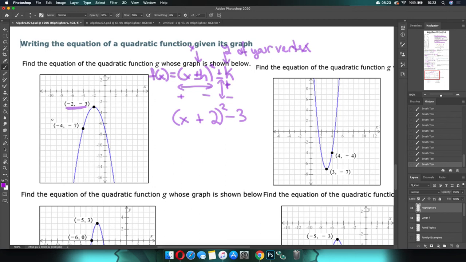Now what they do is they will give you a second point, but it's not always a convenient one. Is this one going to be convenient? Yes, it is.